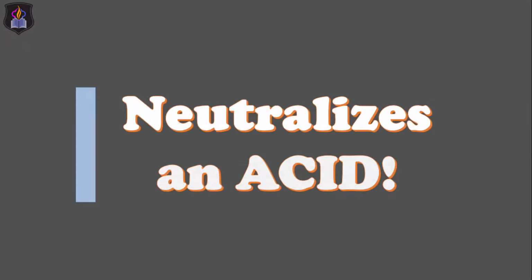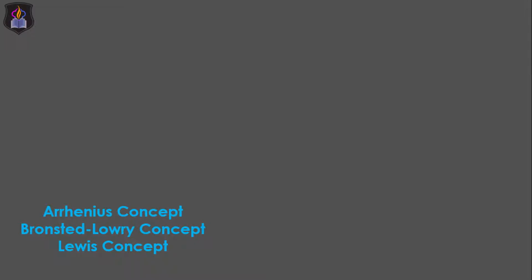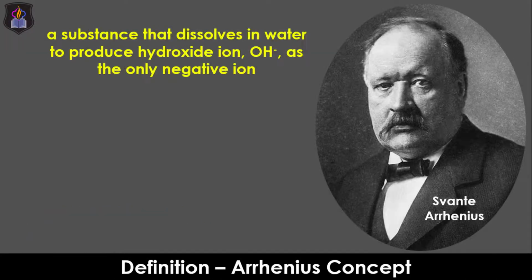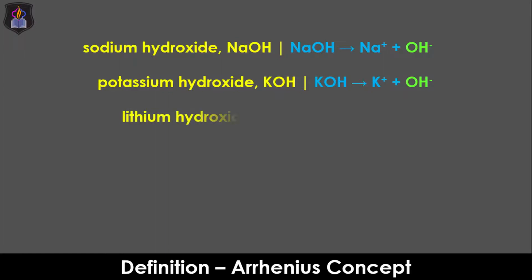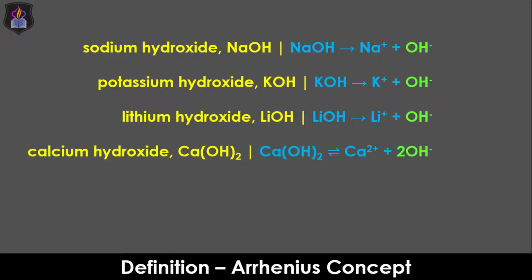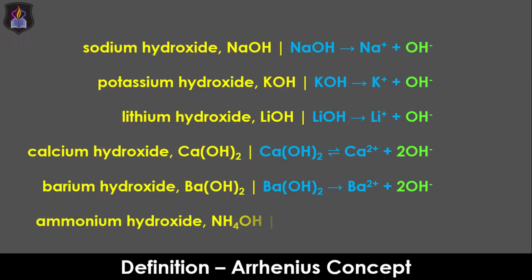Generally, a base is any substance that turns red litmus paper blue and neutralizes an acid. However, just like acids, bases can also be defined based on the Arrhenius, Bronsted-Lowry and Lewis concepts. An Arrhenius base is a substance that dissolves in water to produce hydroxide ion as the only negative ion. In other words, Arrhenius bases are alkalis because alkalis are soluble hydroxides which dissociate in water to form hydroxide ions. Examples of Arrhenius bases are sodium hydroxide, potassium hydroxide, lithium hydroxide, calcium hydroxide, barium hydroxide, and ammonium hydroxide.